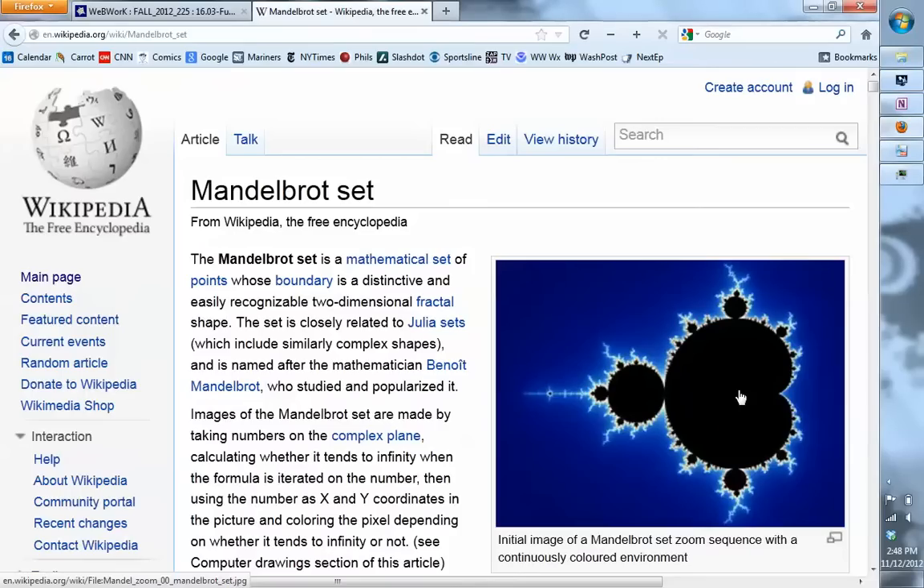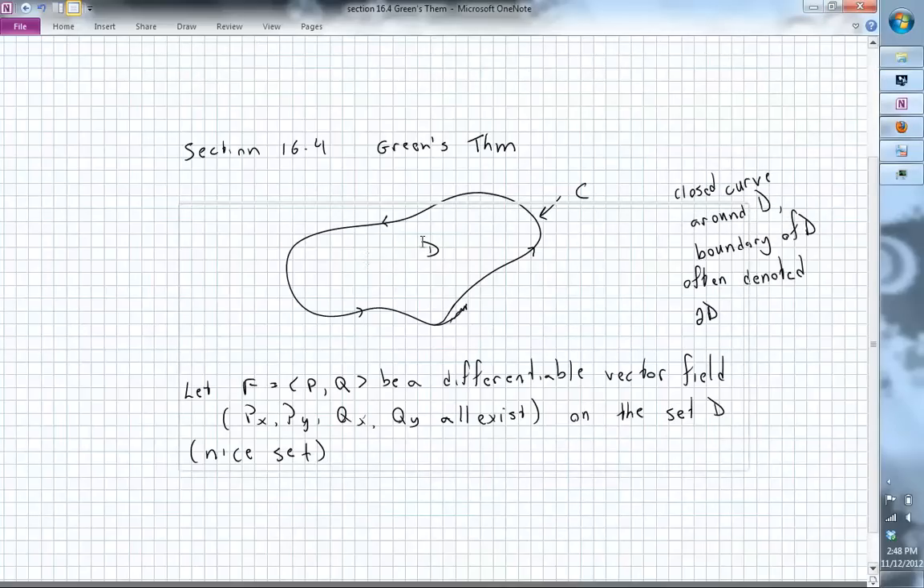In fact, that's where fractals get their name. This is a fractal, and fractals get their name because they occupy dimensions that are between whole numbers. So the boundary of this set is between a one-dimensional and a two-dimensional set. What does that even mean? That's for another class. So when I say a nice set, I mean just something like this, okay? Not like that. So in a universe where we admit the possibility of having Mandelbrot sets, I have to be careful because Green's theorem gets a lot more complicated on the Mandelbrot set. Okay, so we have a differentiable vector field, and we have D, which is a nice set, and now we at least have an idea of what a not nice set is.